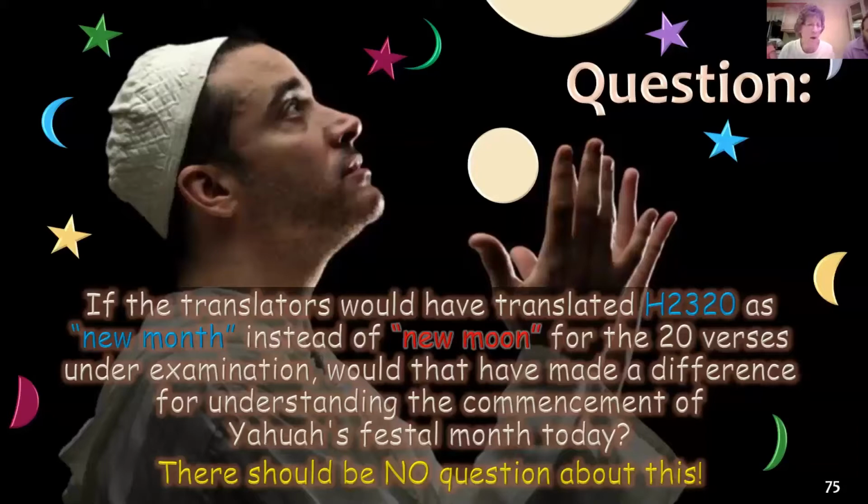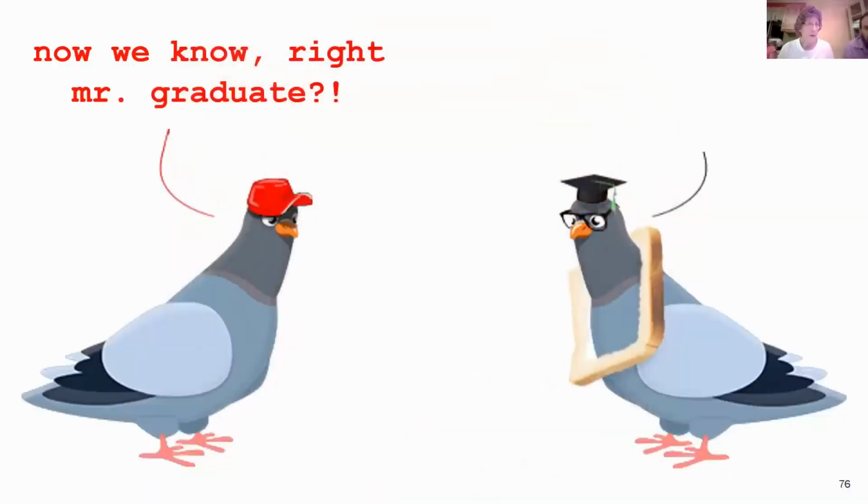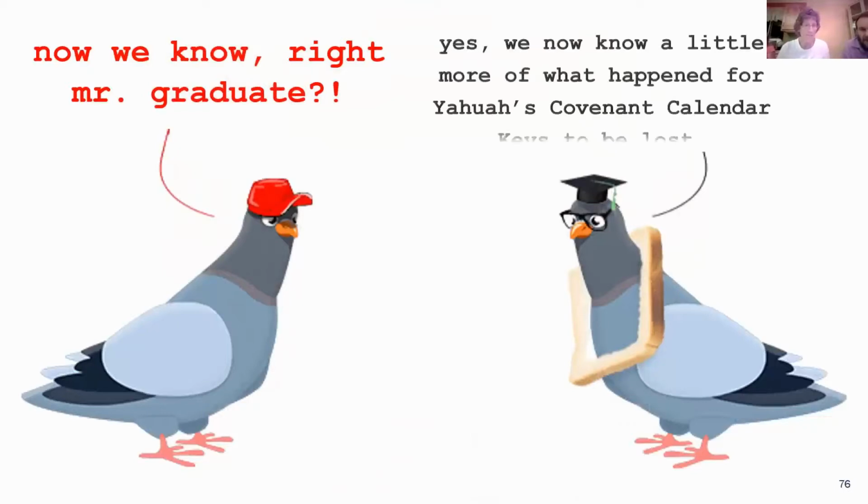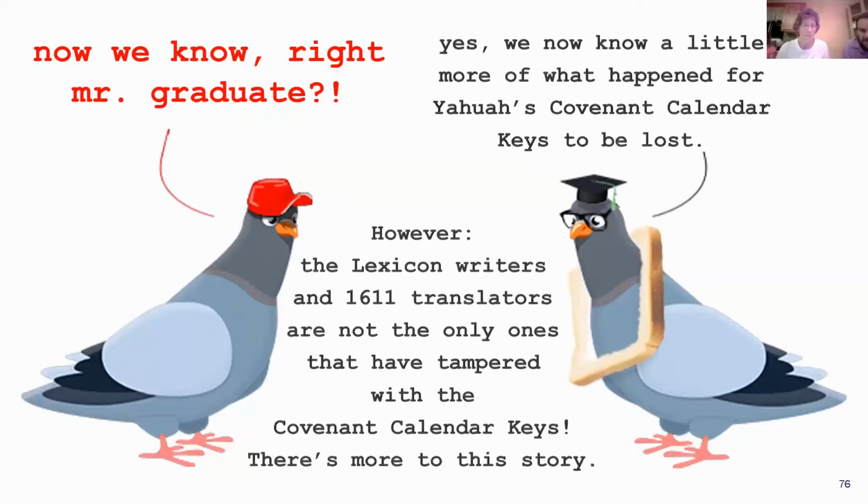But anyway, the question is, if the translators would have translated the non-Torah verses with new month instead of new moon, especially in those verses that have the bundle of Sabbaths, new months, and festivals, I actually don't think that we would have this calendar discrepancy today. Now we know a little more of what happened for Yahuwah's covenant calendar key to be lost. However, the lexicon writers and 1611 translators are not the only ones that have tampered with the covenant calendar keys. There's more to this story.